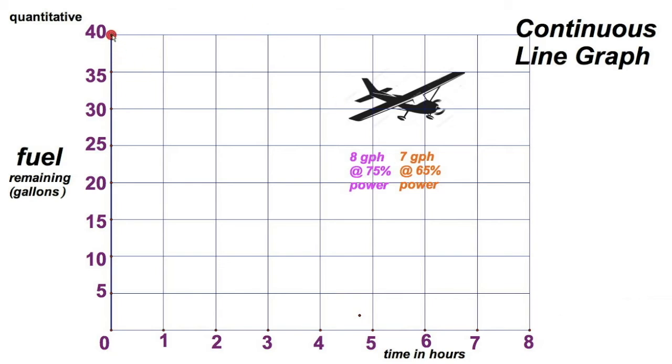So we start here. Let's look at 8 gallons an hour. That's 75% power. Well, 8 gallons, this is 5, 6, 7, 8. It's about there. I'm going to go through another 8 gallons. And that's going to be about there.